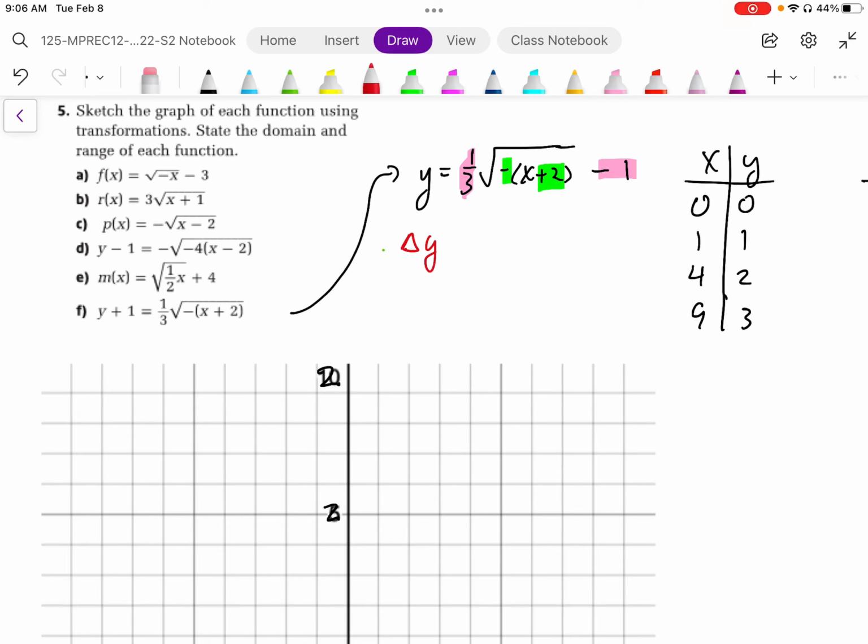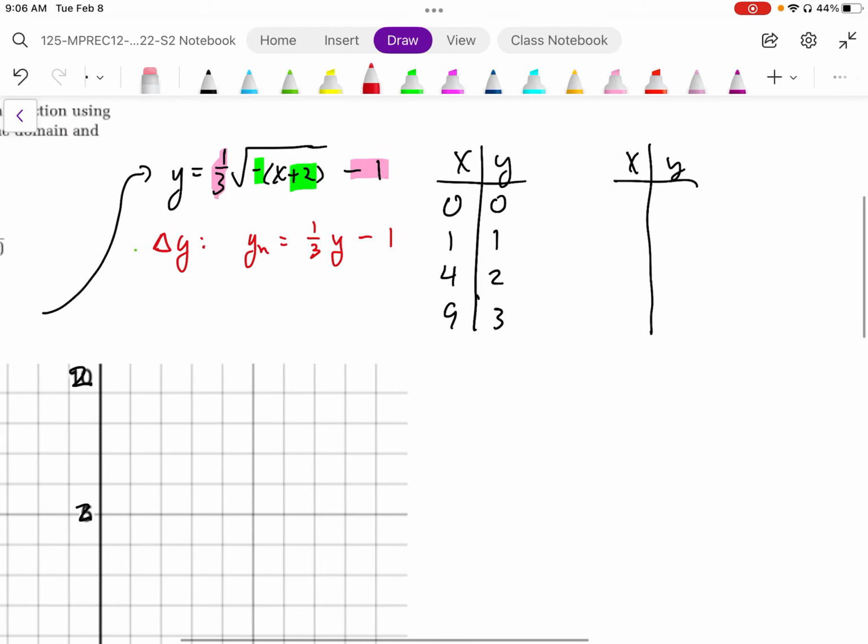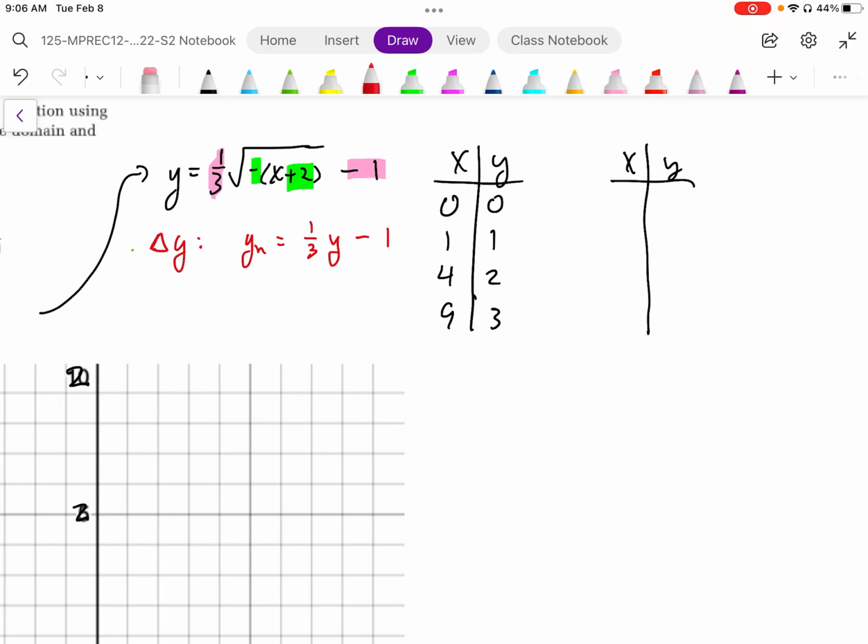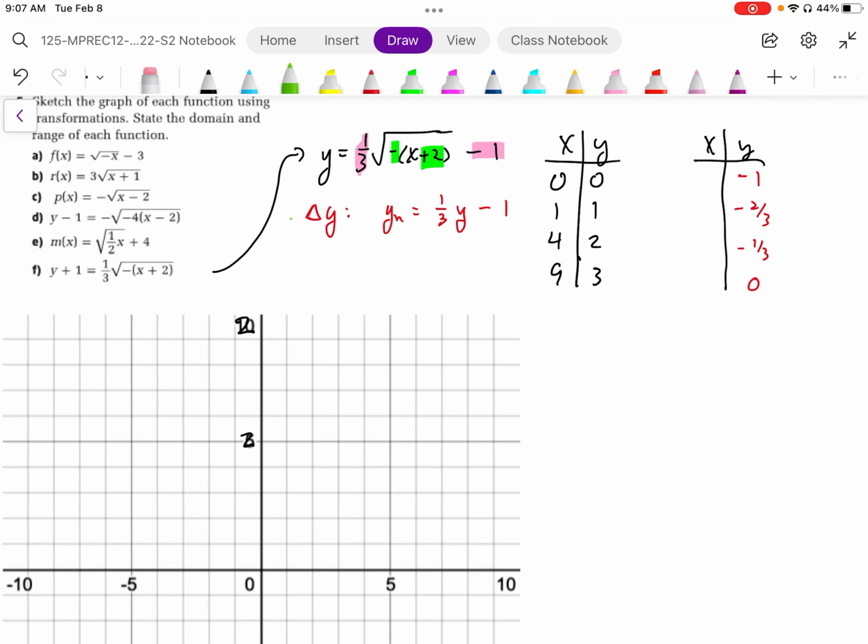Our vertical transformations, the change in y, are based on what we actually see here. So my new y is equal to, I'm going to times by 1/3 first, and then subtract 1, so I can do all my vertical transformations. Times by 1/3, so 1/3 minus 1 is negative 2/3. 2/3 minus 1 is going to be negative 1/3. And then 2 times 1/3 minus 1 is going to give me the 0. So those are all my y's. The y's are fairly straightforward.